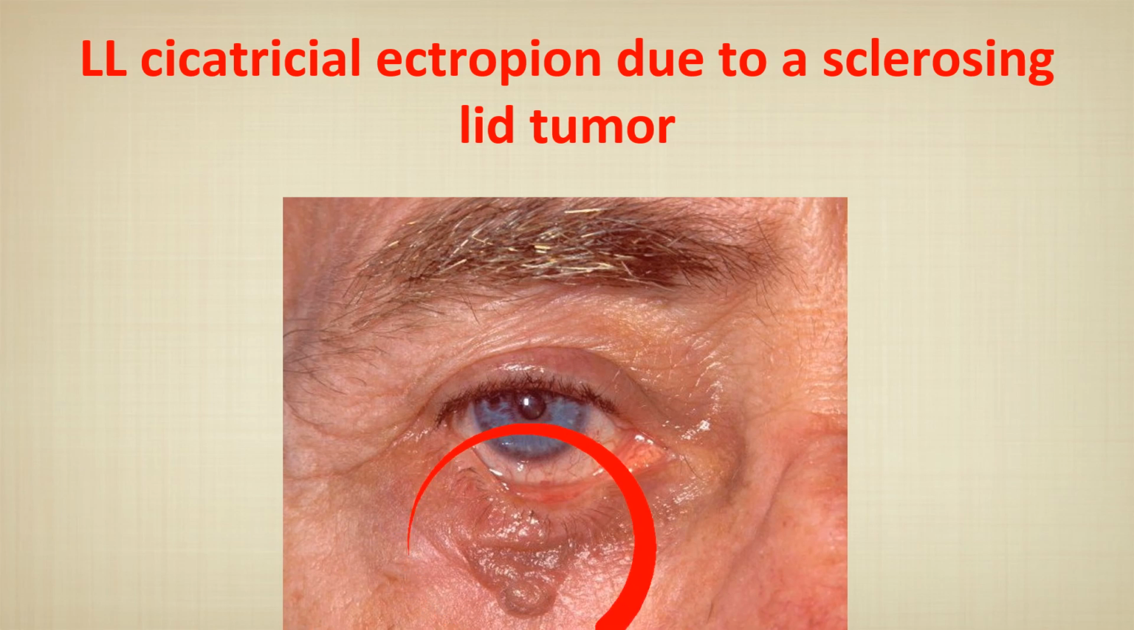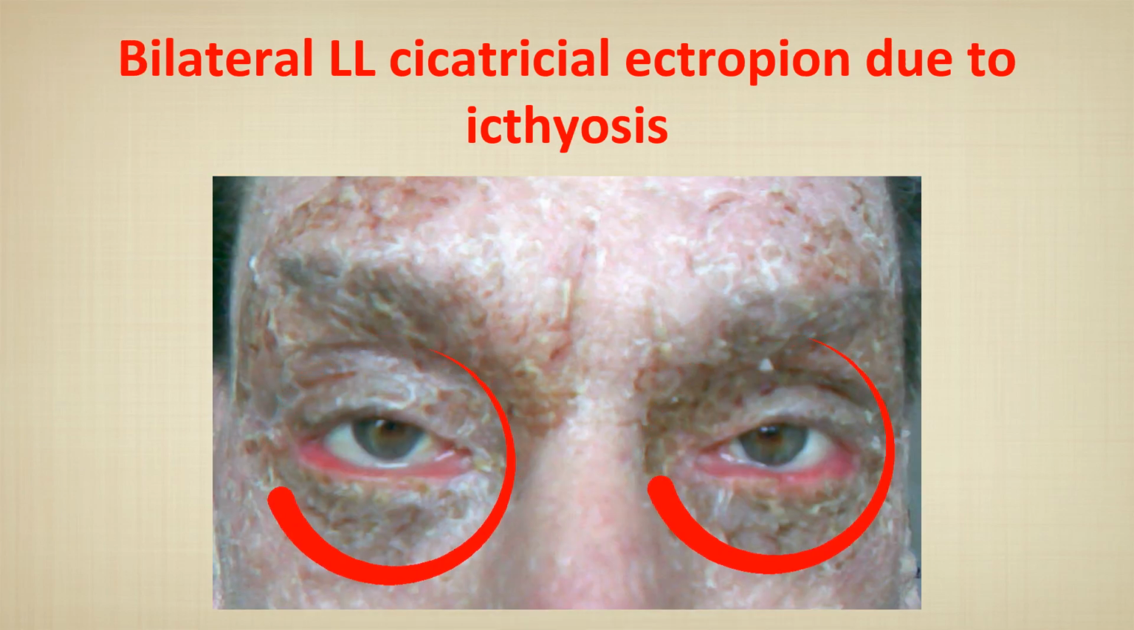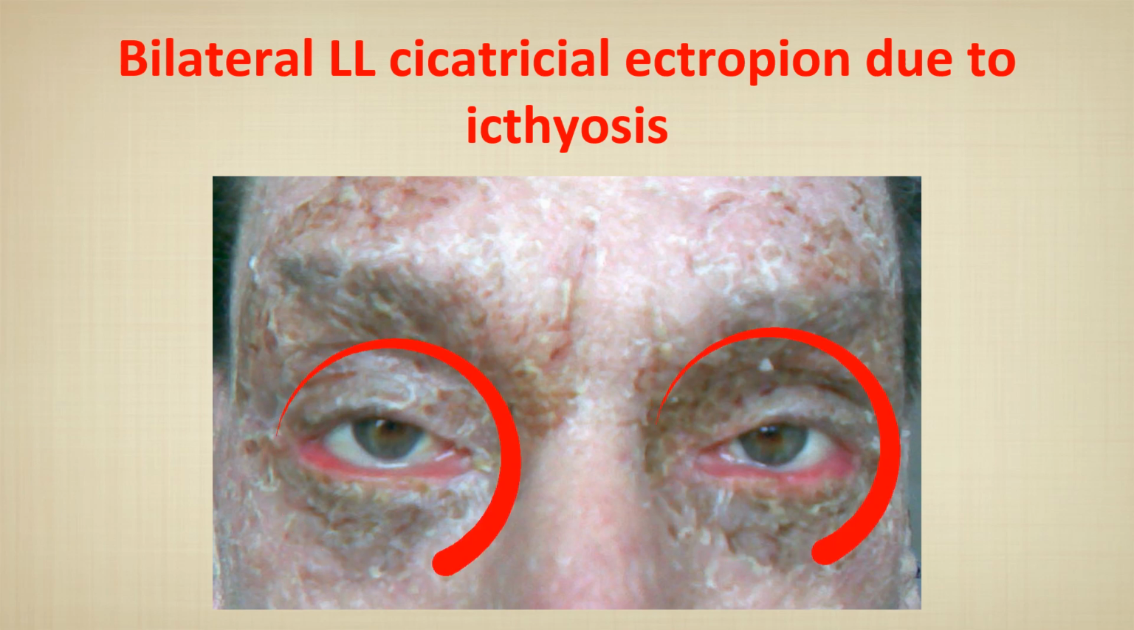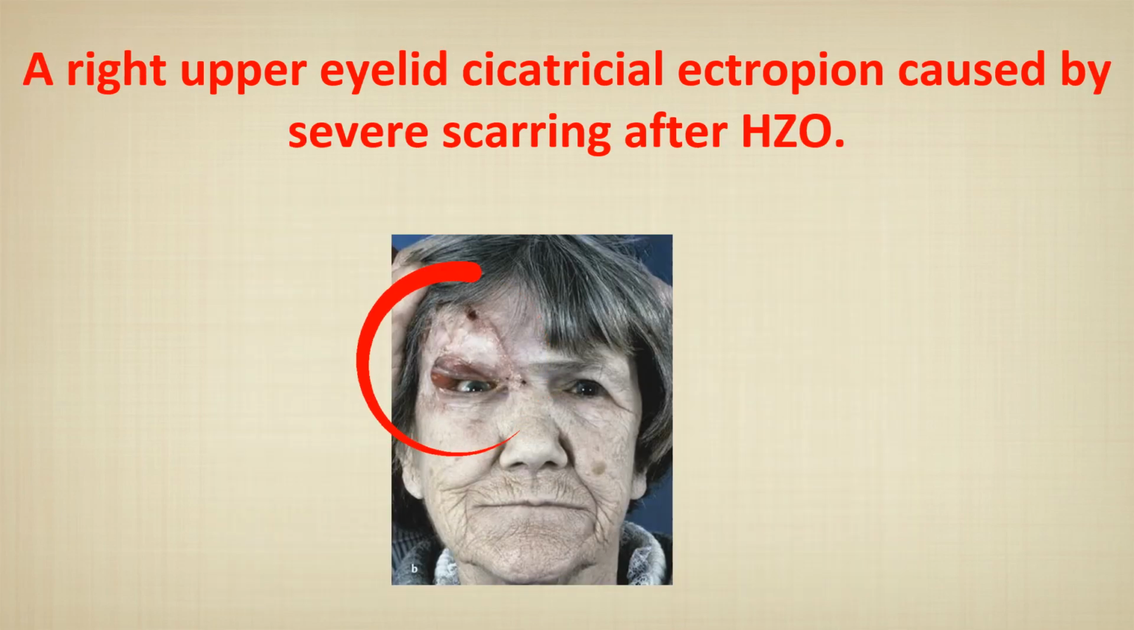A lower eyelid cicatricial ectropion due to a sclerosing lid tumor. Bilateral lower lid cicatricial ectropion due to ichthyosis. Right lower eyelid cicatricial ectropion caused by severe scarring after herpes zoster ophthalmicus.